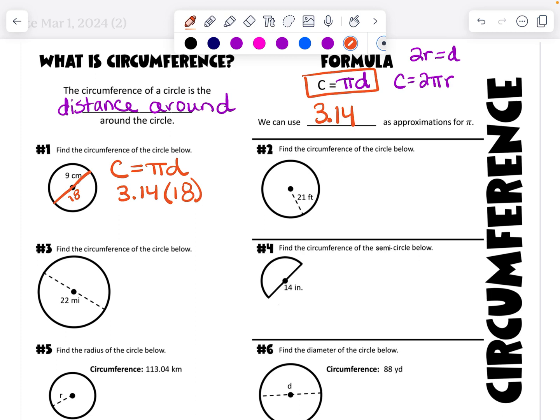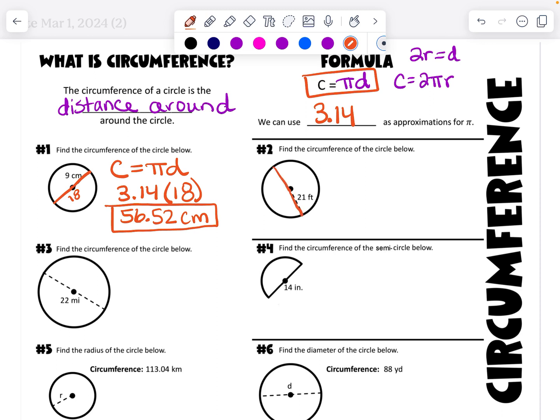You can use a calculator. I'm going to use a calculator, and our answer is going to be 56.52, and it is centimeters, not squared or cubed, just centimeters. That's the distance around.